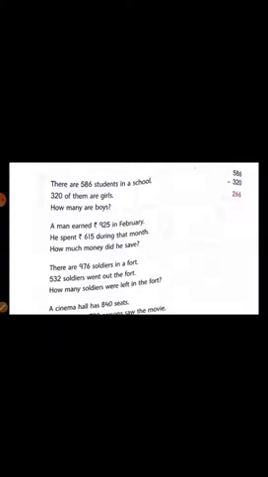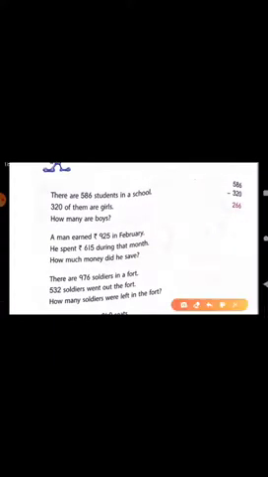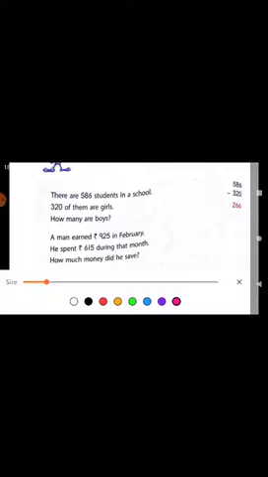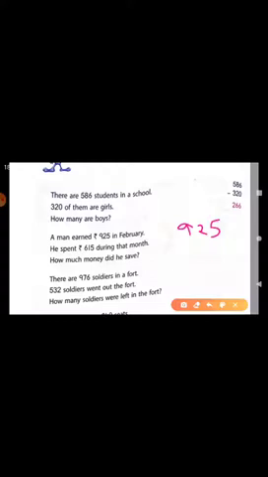So he earned rupees 925, and from this 925 he spent rupees 615. So this is a sign of subtraction. How much money did he save? So 5 minus 5, we first subtract the ones. So 5 minus 5 is 0. Then 2 minus 1 is 1. And 9 minus 6 is 3. So how much money did he save? He saved rupees 310 in that month.